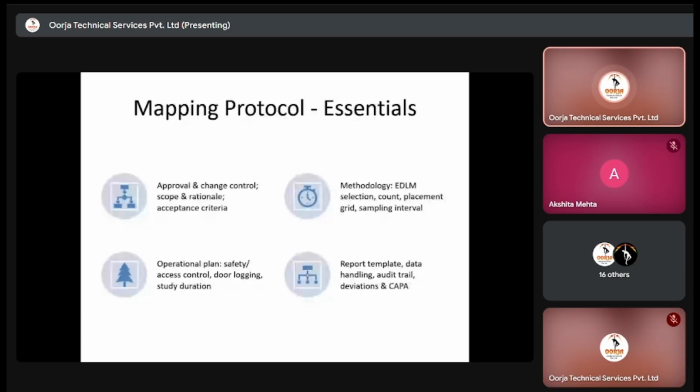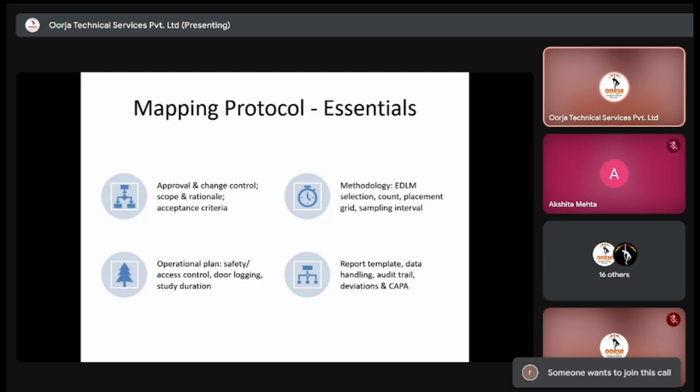It starts with the approval and change control process. We must define the approval, the scope and the rationale, what the acceptance criteria will be, what the pass or fail criteria will be, and what will be changed, right? So if there is any change in the protocol, that must be addressed through a change control.